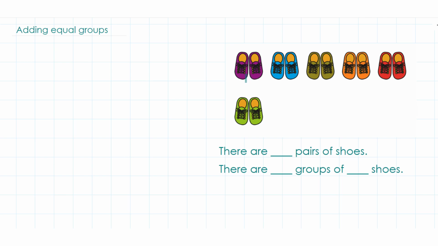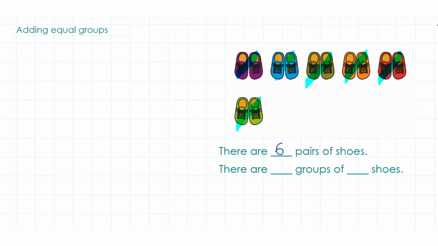So we're going to count the pairs. How many pairs of shoes do we have? Or how many groups of 2 shoes do we have? Okay, you ready? 1 pair, 2 pairs, 3 pairs, 4 pairs, 5 pairs, 6 pairs. So what do we write here? There are pairs of shoes. Yes, you're right. We're going to say there are 6 pairs of shoes.